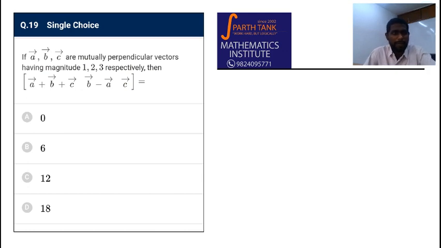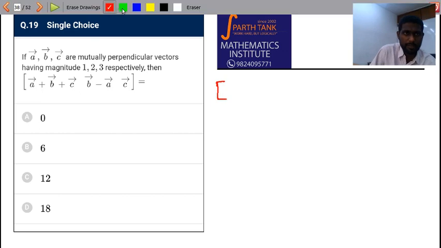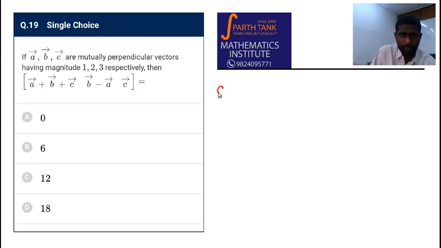An easy problem. a, b, c are mutually perpendicular vectors having magnitude 1, 2, 3. Then the box of a plus b plus c, b minus a, c is how much? Okay, how can we write this? This box is nothing but the first vector dot the second vector cross the third, right? That is, I can write this whole thing as a plus b plus c dot b minus a cross c, right?